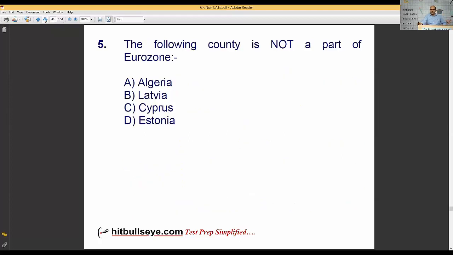Next, which following country is not a part of the Eurozone? Again, fairly simple. Guys, it has to be Algeria. Algeria is located in Africa. All these countries, you may or may not be sure of whether they belong in the Eurozone or not, but Algeria is definitely not in the Eurozone.